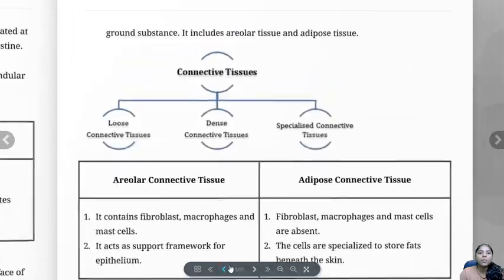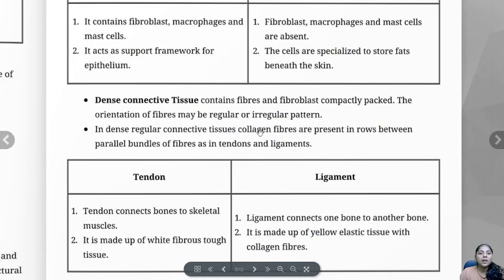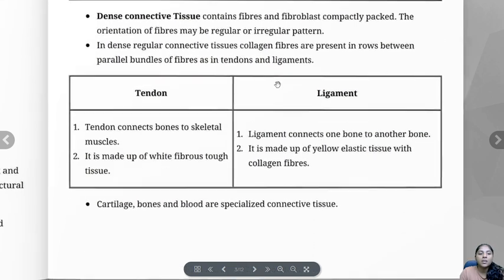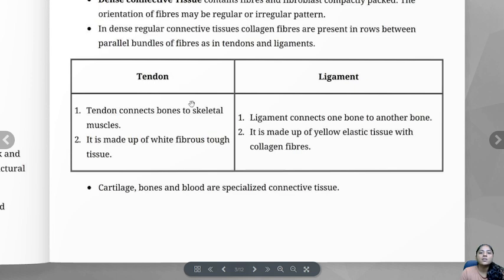Then the second type of connective tissue is dense connective tissue. It contains fibers and fibroblasts compactly packed, and the orientation of fibers may be regular or irregular. Then in dense regular connective tissue, collagen fibers are present in rows between parallel bundles of fibers as in tendons and ligaments. So in this we have again two types, that is, first tendon and then ligament.